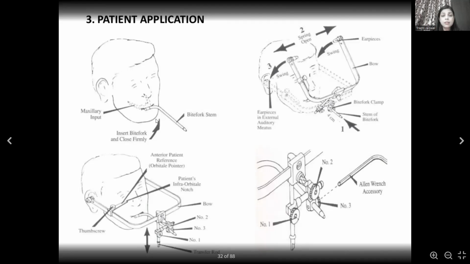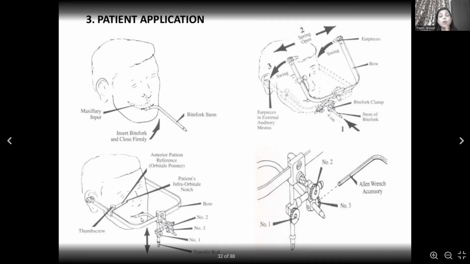like the bite fork. First, we insert the bite fork into the patient's mouth, and then we'll insert the U-shaped frame and attach the locking assembly, which attaches the bite fork and the U-shaped frame to the locking assembly. Then we will check. We'll move the locking assembly up vertically so that the orbital pointer reaches the anterior reference point, like the infraorbital notch. And as soon as the orbital pointer touches that point, we will lock the number 1 screw. We'll tighten the number 1 screw.